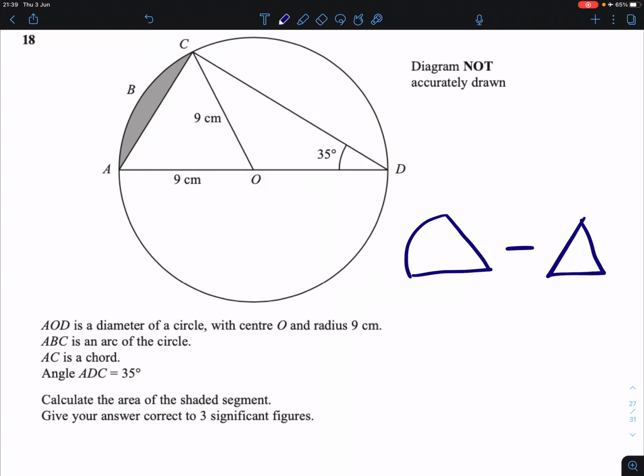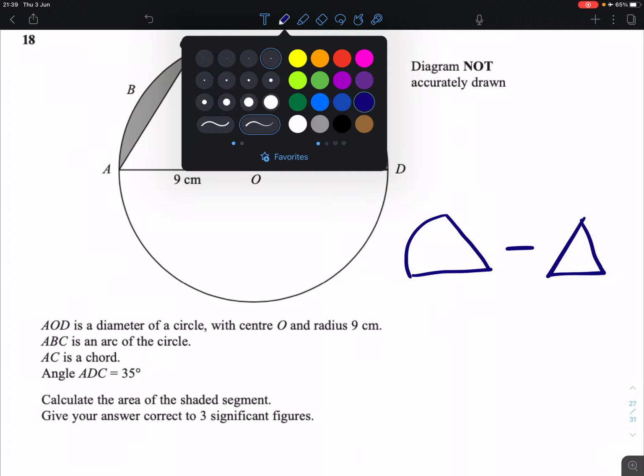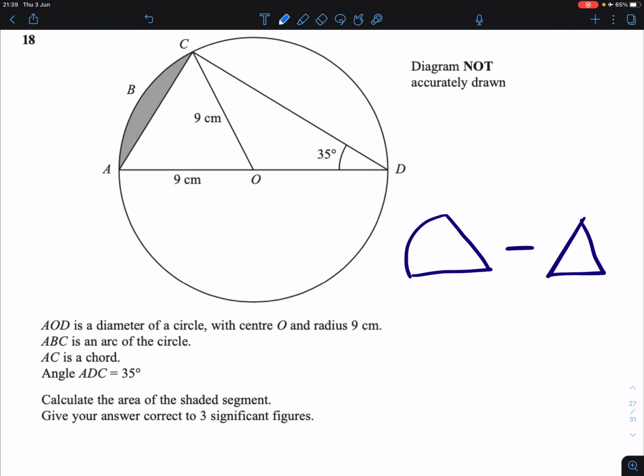Now there's two ways that we can go about getting this angle. One of them, the more difficult one to spot, is your circle theorem, starting from these two points here. The angle at the center, which is that, is equal to twice the angle at the circumference. So technically I can just double 35 to get 70, and voila, we have that.